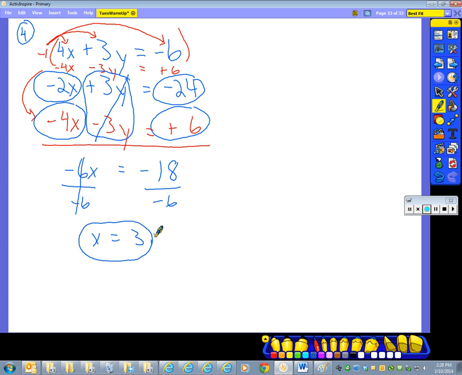Alright, so here's a heads up, guys. It would not surprise me if your first answer option on the CRCT, option A, is x equals 3. But that is not the correct answer. x does not just equal 3. So what do I have to do next? What do you think, Lindsay? What am I going to do next?